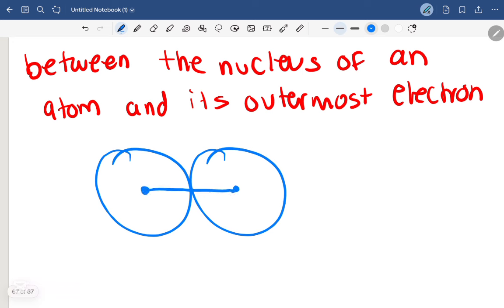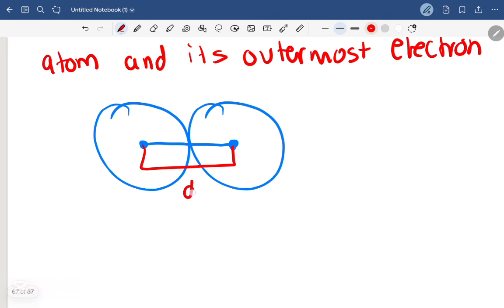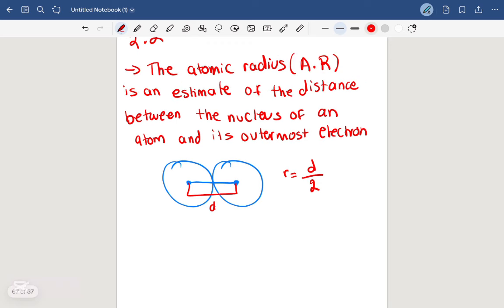So they take the distance from one nucleus to another nucleus. And this distance, let us call it distance small d. Now, this is the distance between one nucleus and the other nucleus, but we are looking for the radius. So very simply, the radius is going to be half of the distance. This is how scientists calculate the value of the atomic radius.